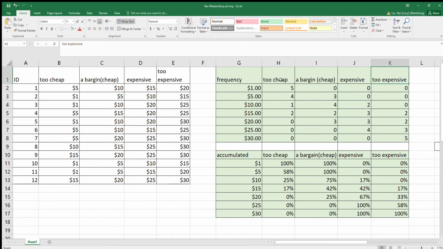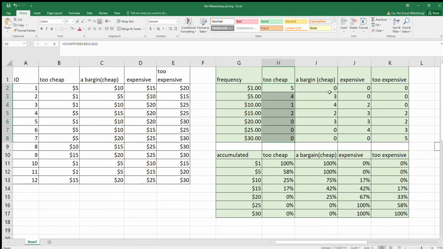Okay, let's start with too cheap. At $1, how many people think it's too cheap? You just look at this row column here and count: 1, 2, 3, 4, 5. So 5 people think it's too cheap, and we put it over here. Then we do it again for $5. We count how many people think $5 is too cheap, and we have 1, 2, 3, 4. This is 4. So we do the same for all the price levels here.